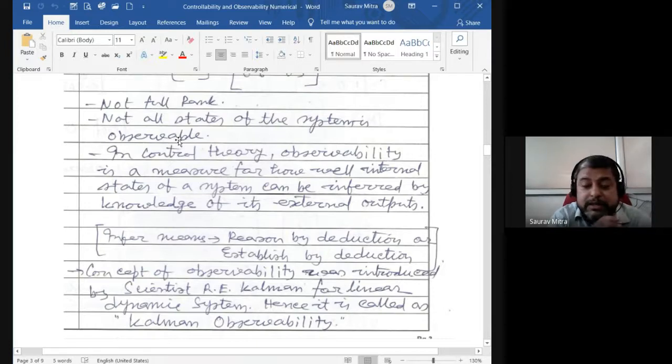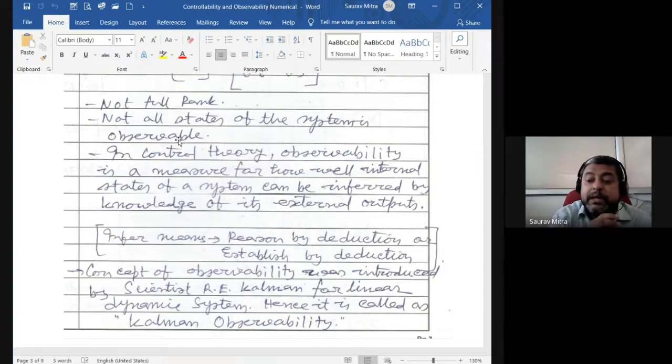If MO was equal to 2 or 5 or something, or any non-zero value, then we could have said that yes, the MO determinant is non-zero. That means it is completely state observable. That means all the state value you could find what was the state value at t is equal to 0. But in this case, it is not like that. So it is not completely state observable. It may be partially state observable.